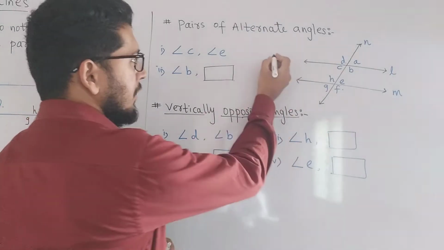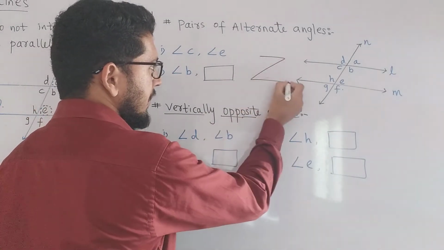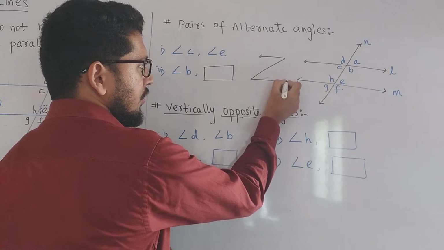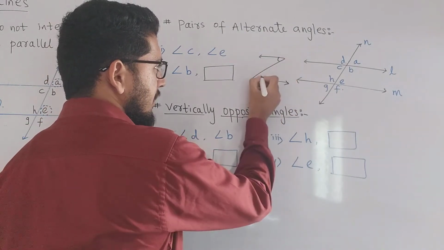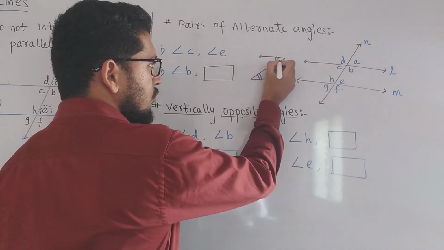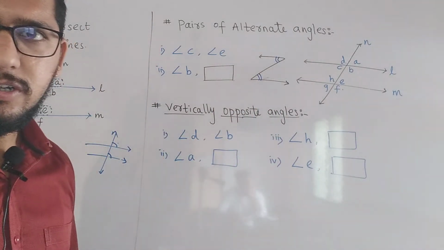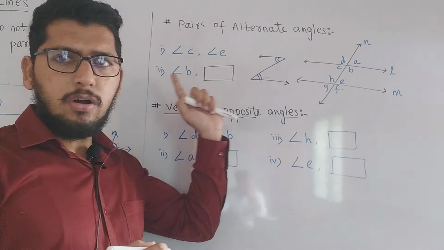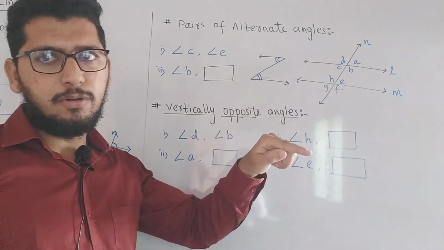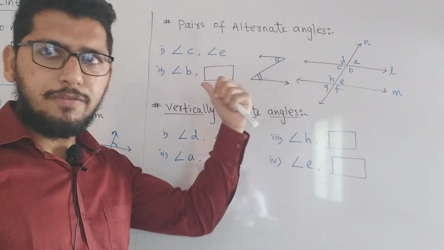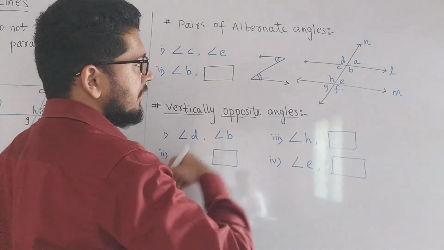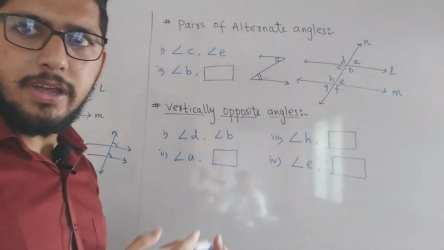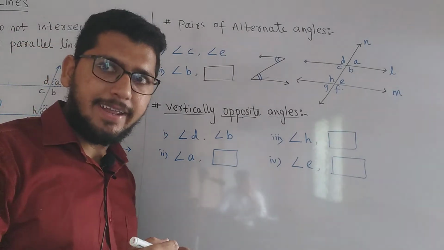If I make a Z here, pay attention. Suppose I made a Z here. So the corner angles here and here, these two angles are known as alternate angles. Yes or no? This Z can be in the left form also and the right form also. If I make the Z in reverse form, then also you can form alternate angles.